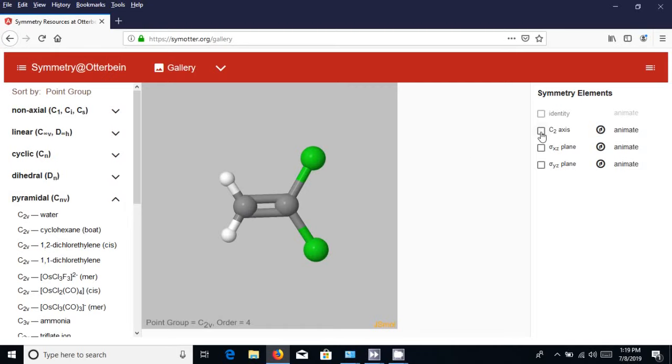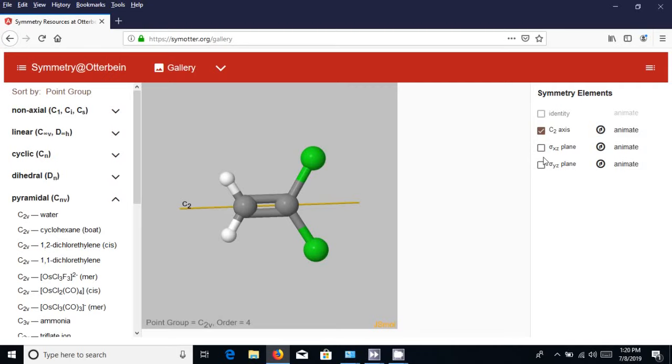Very quickly I can show you the C2 axis present in it. This C2 axis is going through the molecular axis, so the rotation would be just like that. This 180-degree rotation is converting it. A C2 axis means a 180-degree rotation will give you another molecule which is indistinguishable from the original one. These two chlorines are exchanging their positions, and similarly these two hydrogens. So this is the C2 axis.